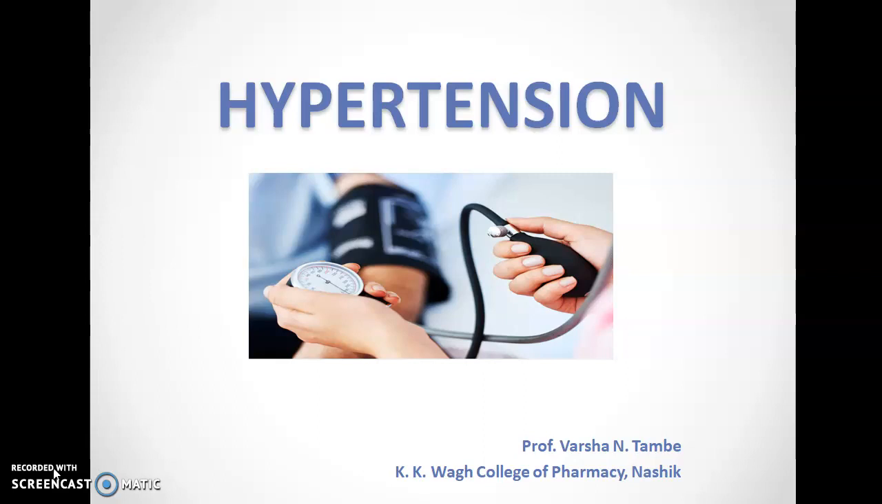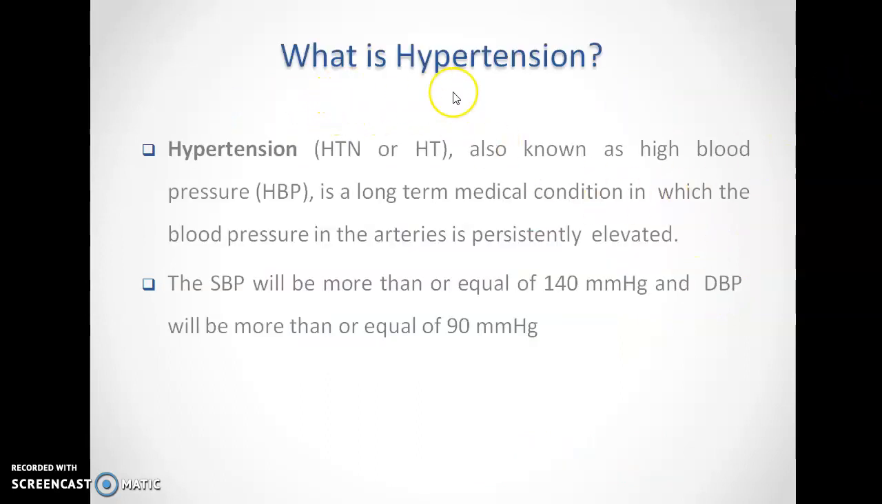Today, we are going to discuss the topic hypertension. What is hypertension? Hypertension, also known as high blood pressure, is a long-term medical condition in which the blood pressure in the arteries is persistently elevated. The systolic blood pressure will be more than or equal to 140 mm of Hg and diastolic blood pressure will be more than or equal to 90 mm of Hg.